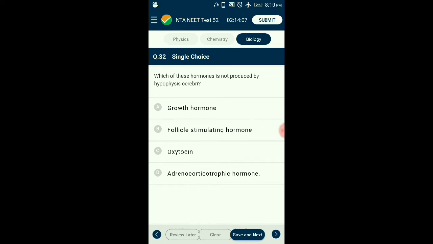The neurohypophysis, also known as posterior pituitary, stores oxytocin and vasopressin. It does not produce these hormones. They are produced by the hypothalamus and are transported and stored in the posterior pituitary from where they are released. So the answer for this question is option C. Oxytocin is not produced by hypophysis cerebri.